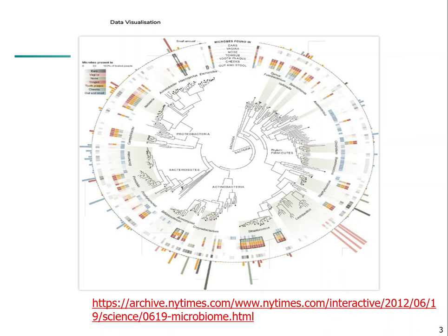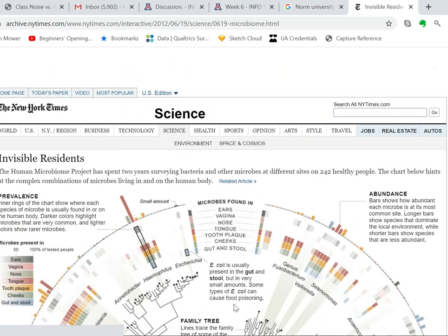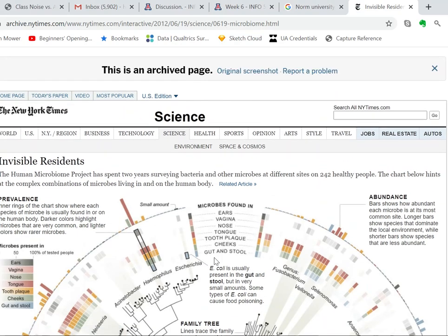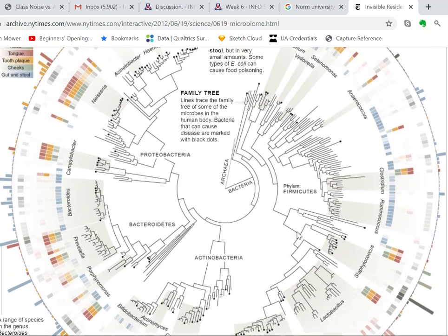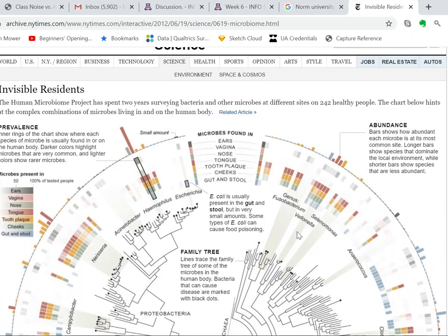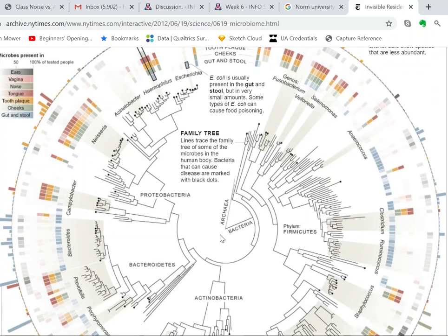The first one we're going to look at is data visualization. This is one of the studies that collected bacteria from 222 healthy people, and the team created this visualization to show the invisible residents in our body. As you can see, in the middle of this big circle, we see the family tree. Tree visualization is often used when the data has a hierarchical structure.